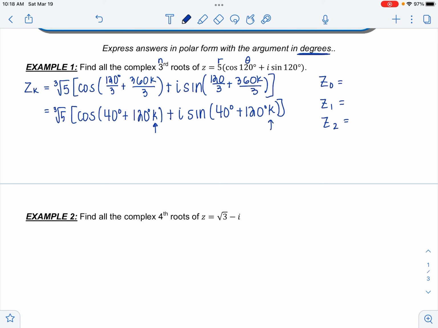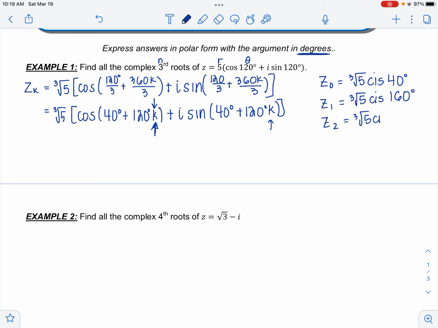You're plugging it in here and here. We can write this in cis form. So I'm going to write the cube root of 5 cis, and now I just have to get theta. So if I plug in 0 right here, 120 times 0 is 0, plus 40 is 40 degrees. So there's my first root. Then I have the cube root of 5 cis. Now I have to plug in 1 here, okay? 1 times 120 is 120, plus 40 is 160.